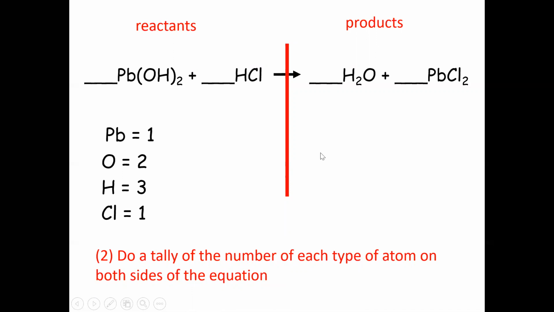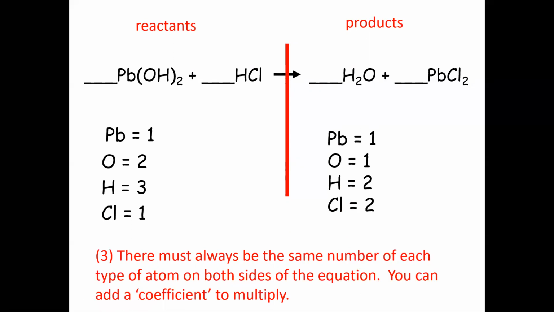Now again, you would write down on this other side in exactly the same order: lead, oxygen, hydrogen, chlorine. And you can see on this side that you have 1 lead, you only have 1 oxygen, you have 2 hydrogens here, and you have 2 chlorines here. So you can see that this again is not a balanced equation, so you've got to go about balancing it using your coefficients. Again, to make sure you've got the same number of types of atom on both sides of the equation. So you can add a coefficient to multiply.